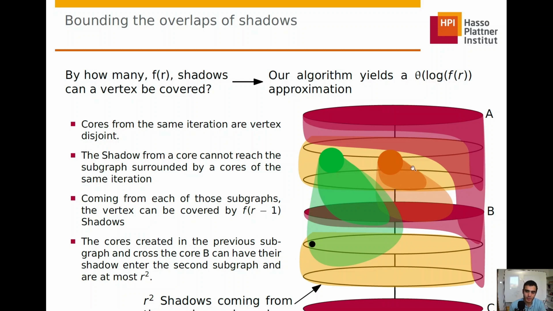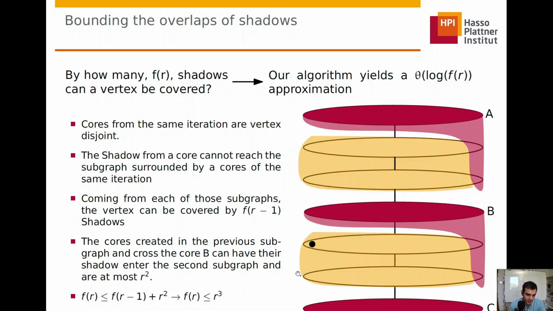And still because of the same property that B equals A, to be able to have the shadow enter this part of the graph, this subgraph, you have to be crossing B, and B can only be crossed by at most r square cores. Why? Because B has r elements, and in each iteration it can only be crossed by r cores, and there are r iterations, so it's at most r square shadows that come from outside of this subgraph, from the previous subgraph, that can cover this vertex.